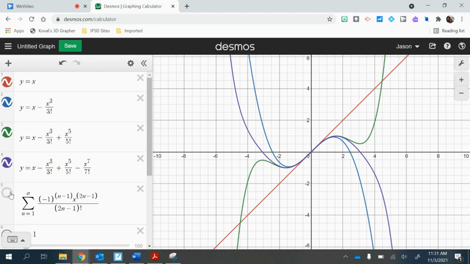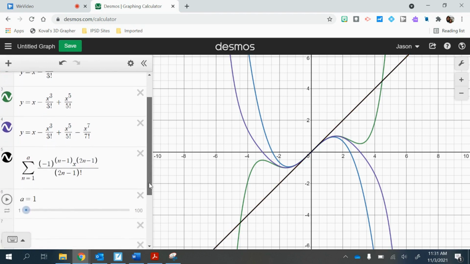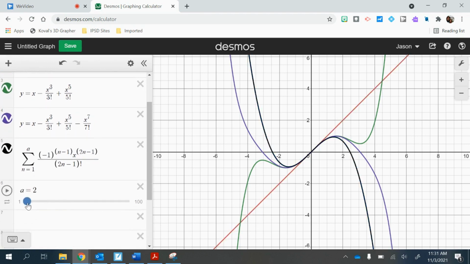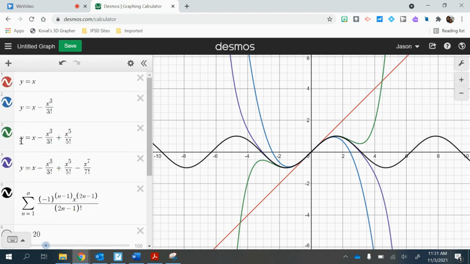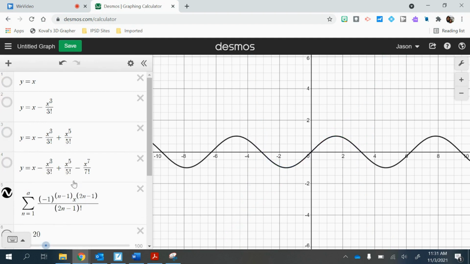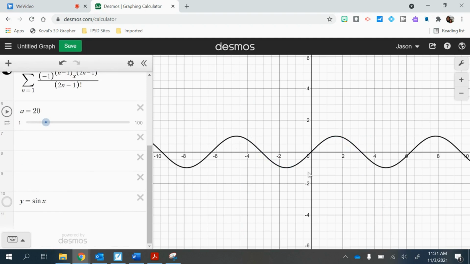Since Desmos can't do infinity, I'm just going to continually add terms. So we'll start with a equals 1. Notice that it's just going to mimic the first 4. So 2, 3, 4, and then it starts doing more terms as I continue to add terms, so 12, 13, 14, 15, and so on. And so what I'm going to do now is get rid of the first 4 versions of this and just look at what this graph looks like.